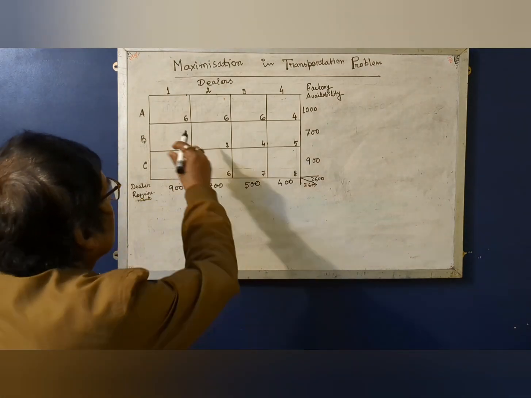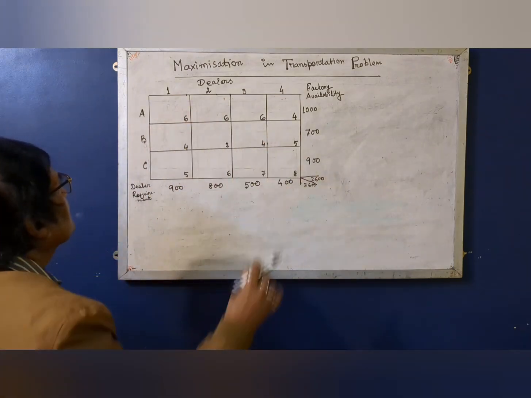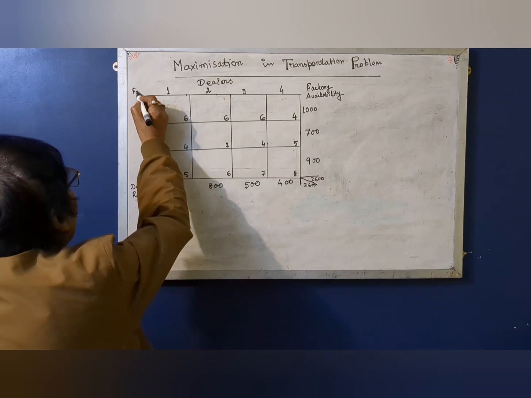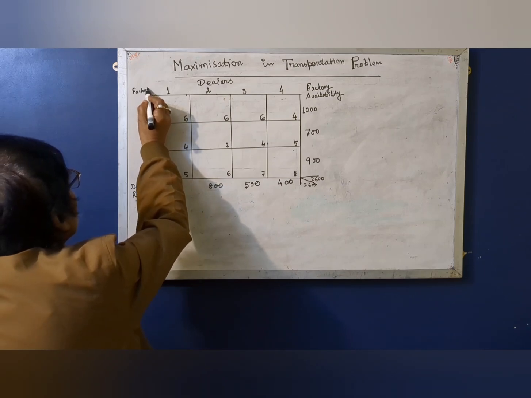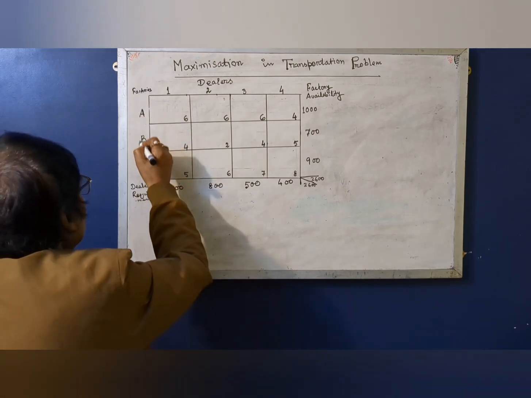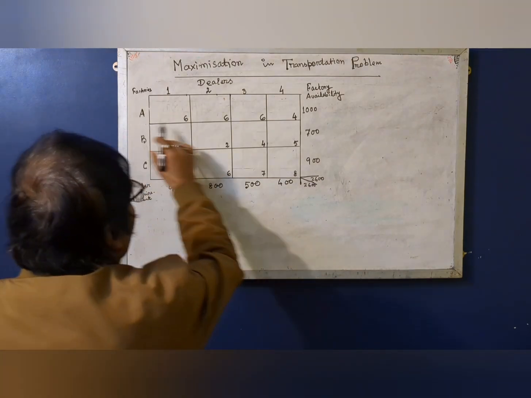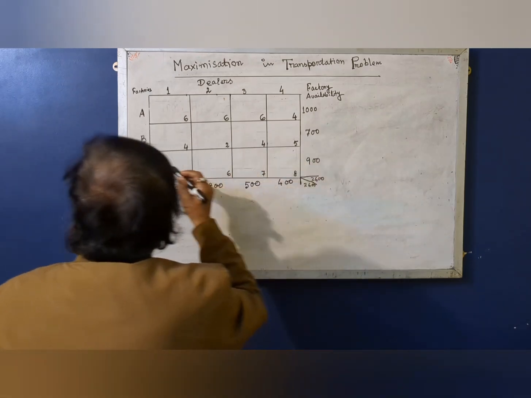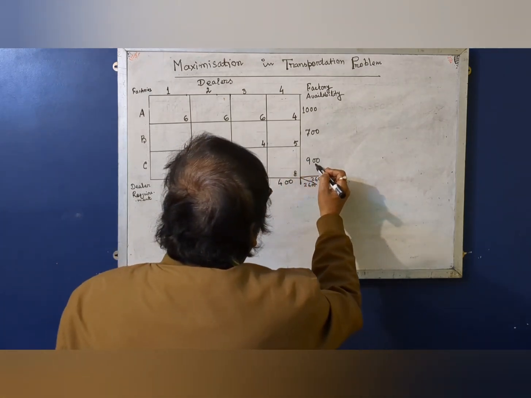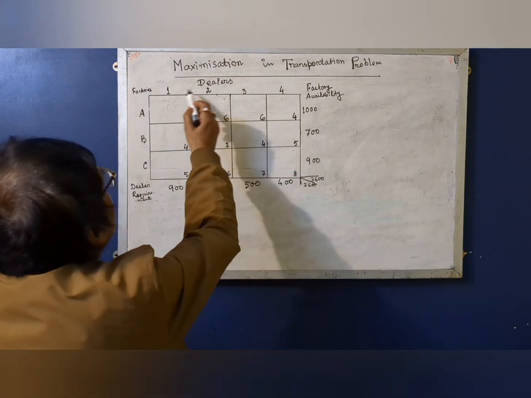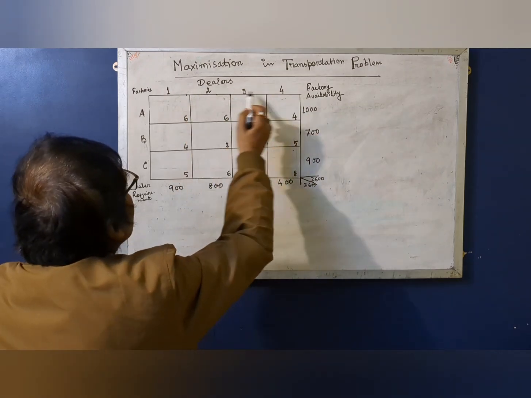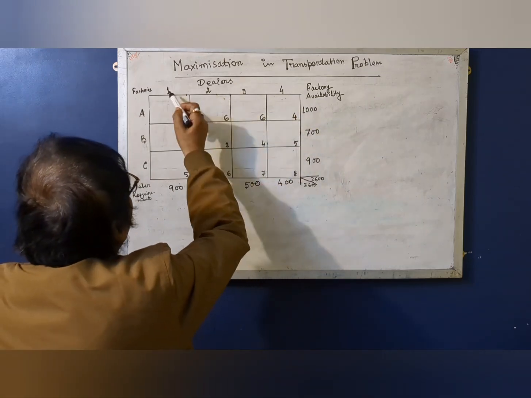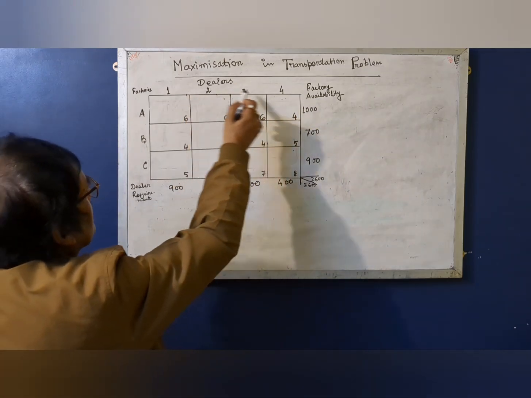I am briefing the transportation problem first. So these are the production centers, or you can say factories, where the products are being produced. Factories A, B, C. The capacity of factory A is 1000 units. For factory B, the capacity is 700 units, and for factory C, the capacity is 900 units. And these are the marketing places, four marketing places, you can say Bombay, Delhi, Calcutta, Nepal, like that. Or you may call them dealers also.